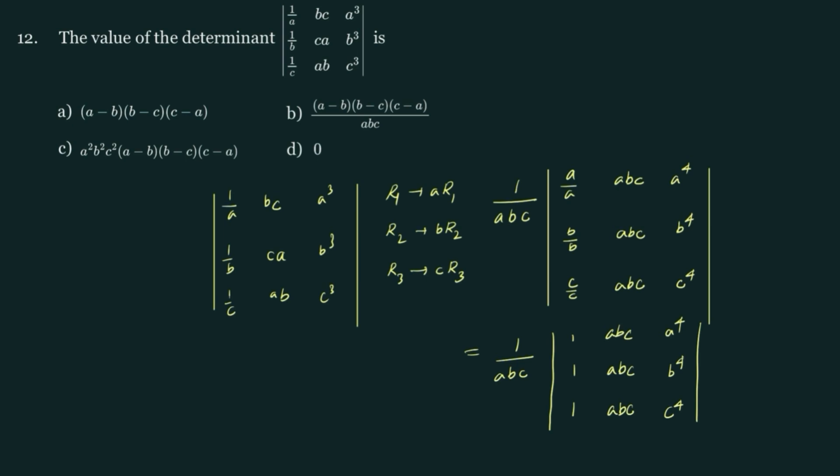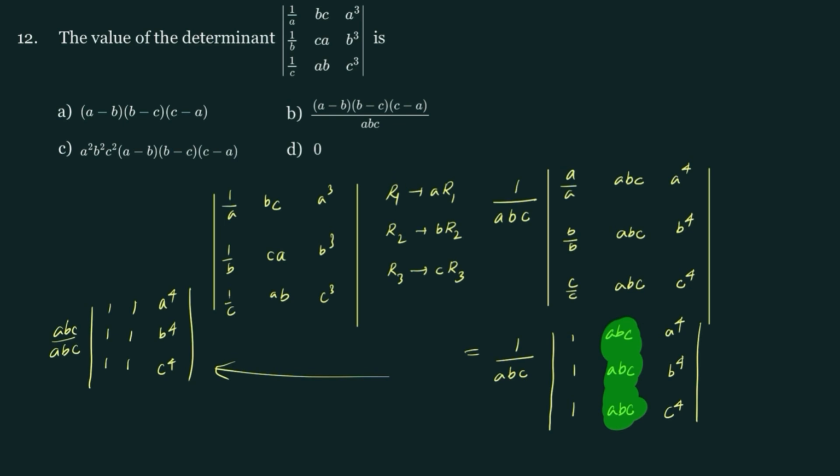Now in the second column, we can see that there is ABC, ABC, and ABC, so we will take ABC common. Then it will be ABC over ABC, determinant with column 1 as 1, 1, 1, the second column also 1, 1, 1, and the third column A to the power 4, B to the power 4, C to the power 4. Since column 1 and column 2 are identical, the value of this determinant will be 0, and 0 into 1 is equal to 0. So my final answer for this question is option D, that is 0.